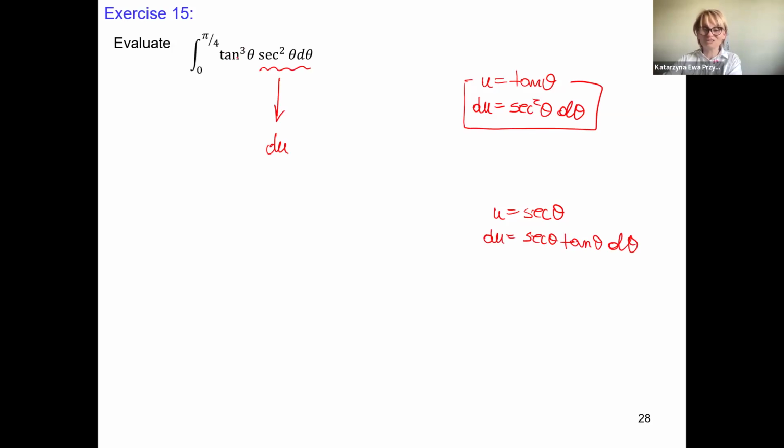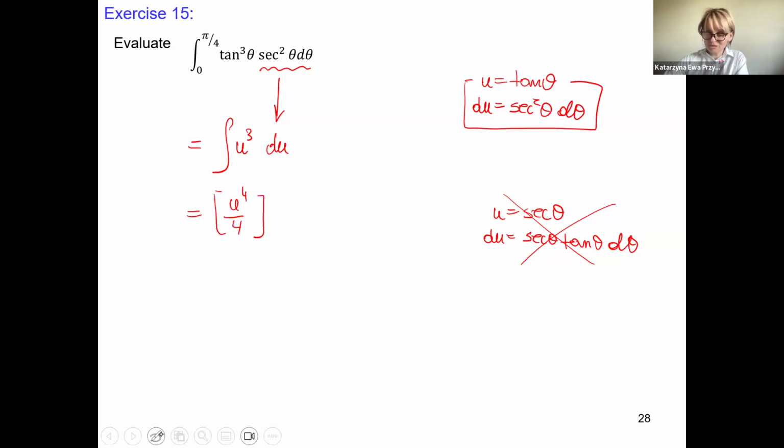We have one tangent will be cancelled out because this one is cube, but then another tangent will stay, and then we also need secant. I don't think this will be helpful at this moment. That means we basically have tangent cube, which is u cube. Okay, that's it. U to the power of 4 over 4.